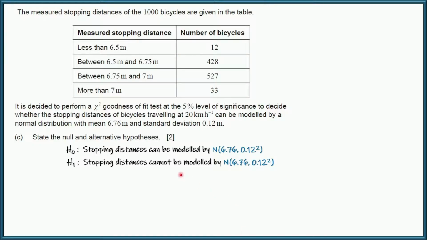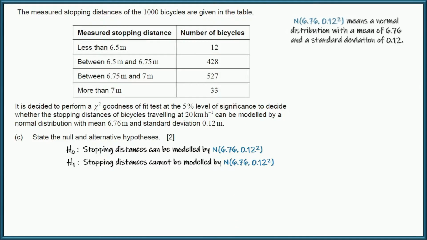So we can say that the stopping distances can be modeled by this right here. That's the normal distribution, and this is the code for it. You would write it out in words like this: normal distribution with a mean of 6.76 and a standard deviation of 0.12. And the alternative hypothesis is that they cannot be.